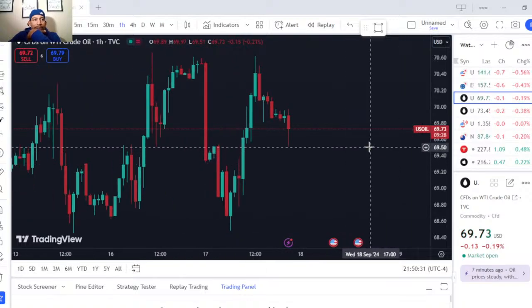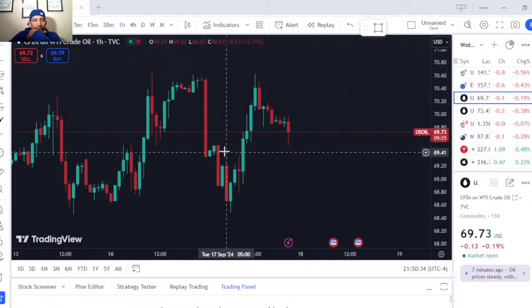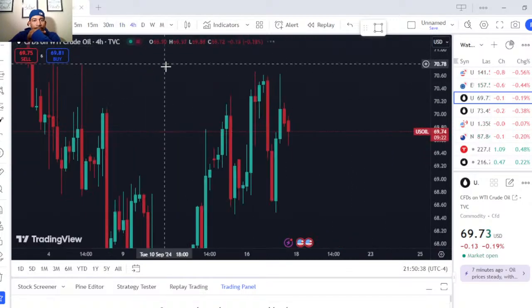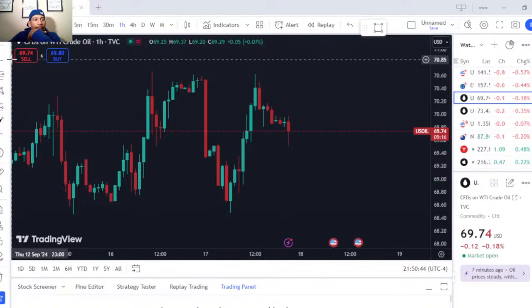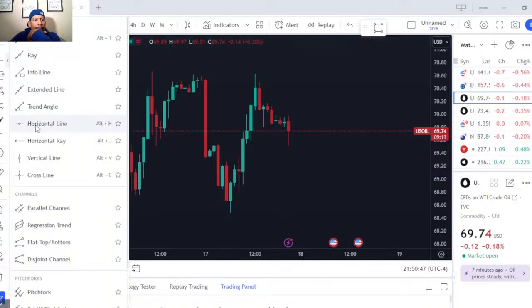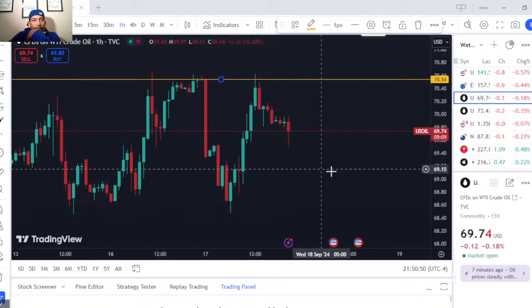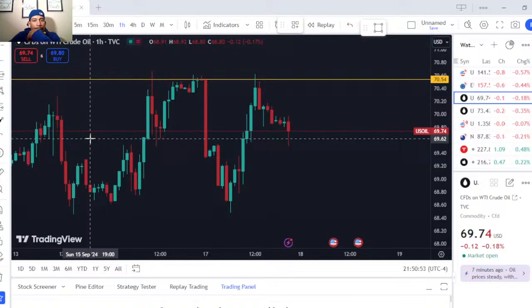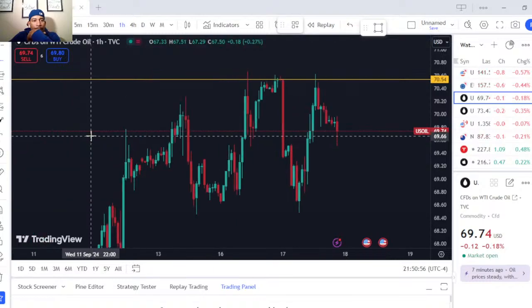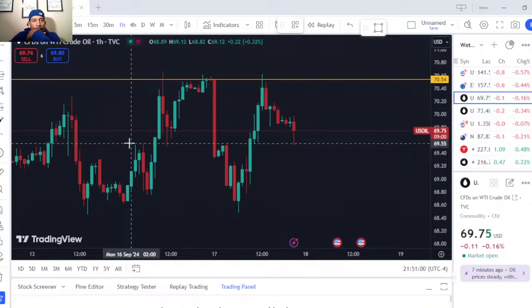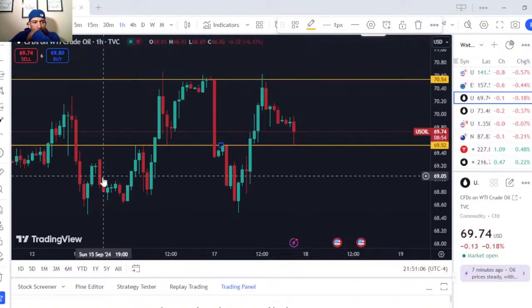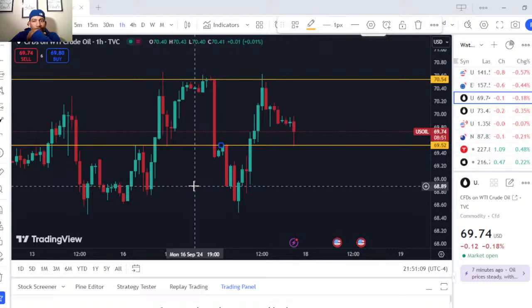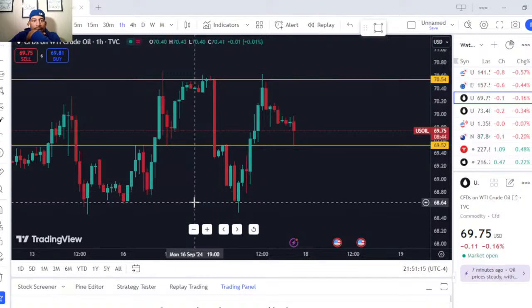I want to show you guys something here on US oil. I think already it tapped right into that level too. Dang, I might be interested in buys on US oil here.